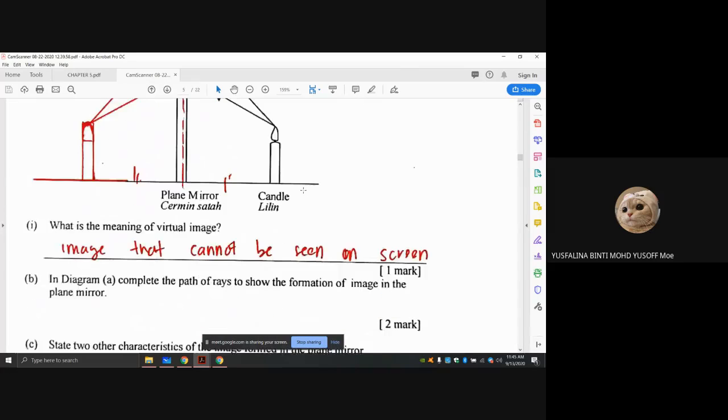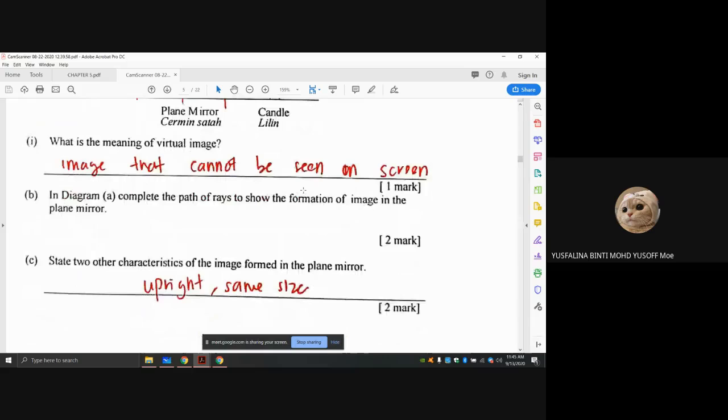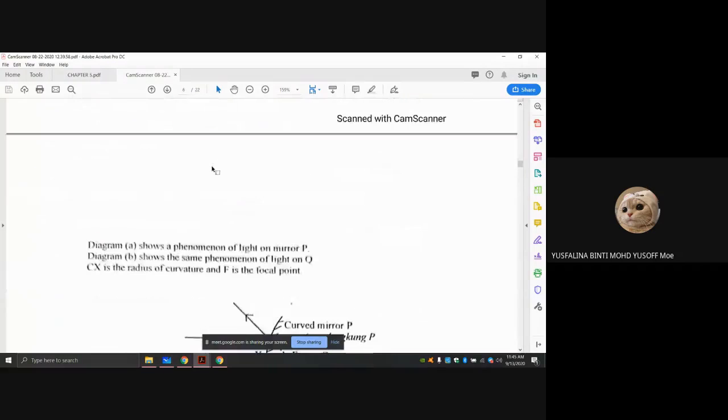The next one: state 2 other characteristics. The question wants 2, so you can put upright, same size or same distance between the object and the image, and also laterally inverted. So that's 4 things, and you can choose 2 from that.